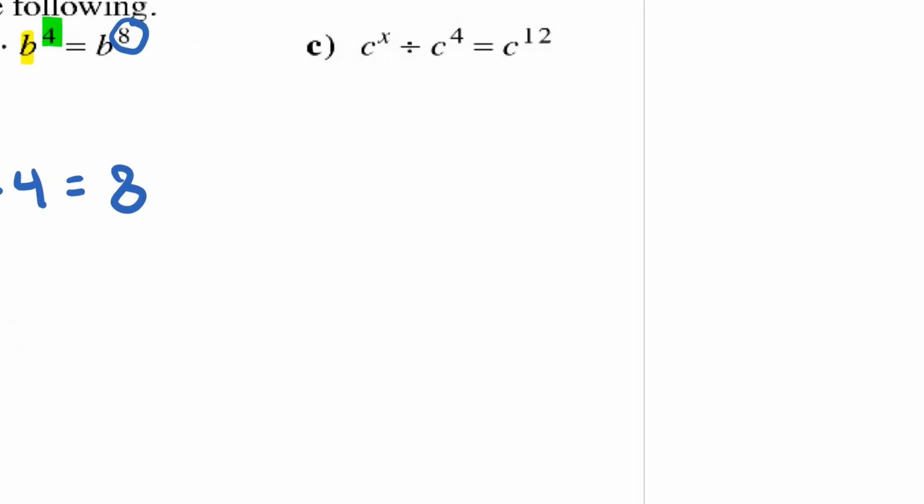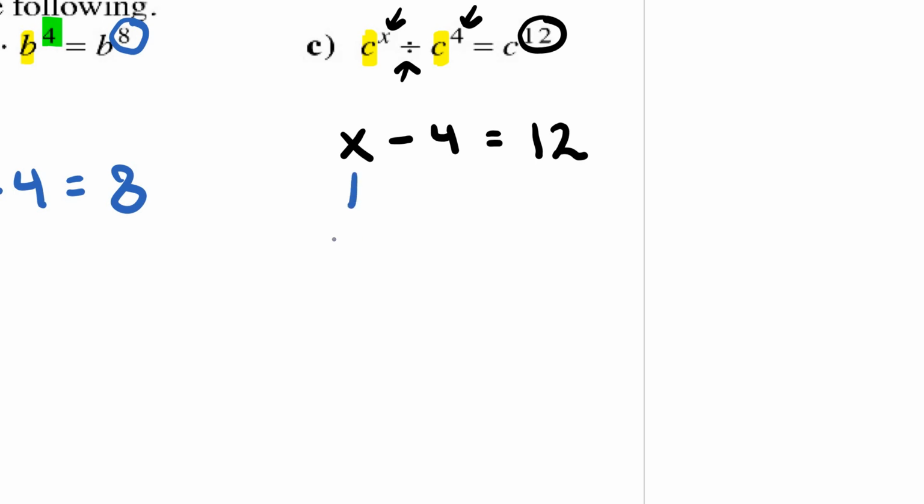Okay. If we're dividing and the bases are the same, we're subtracting the powers now. So x minus the 4, right? Here's my power x, and here's the other power. Since we're dividing, we subtract the powers, and on the right-hand side we should get a 12, right? If you solve this equation, what minus 4 gives you 12? So this should be a 16, right? 16 minus 4 should give you 12.